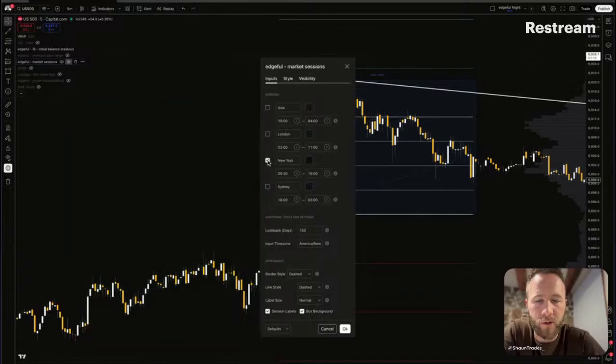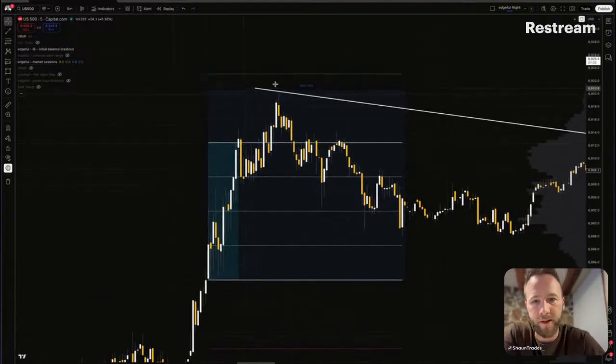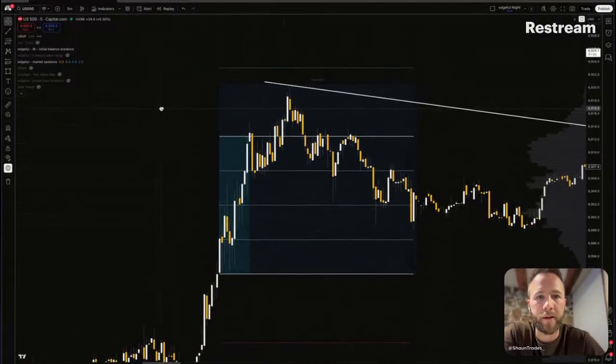We'll go back to the New York time frame, and you can see it's the blue one here. It's 9:30 to 4 o'clock. Keep in mind that these time frames are actually the Eastern time frames. So yeah, just be careful with that when you're looking at that. You can see it just populates a nice little box for you there.